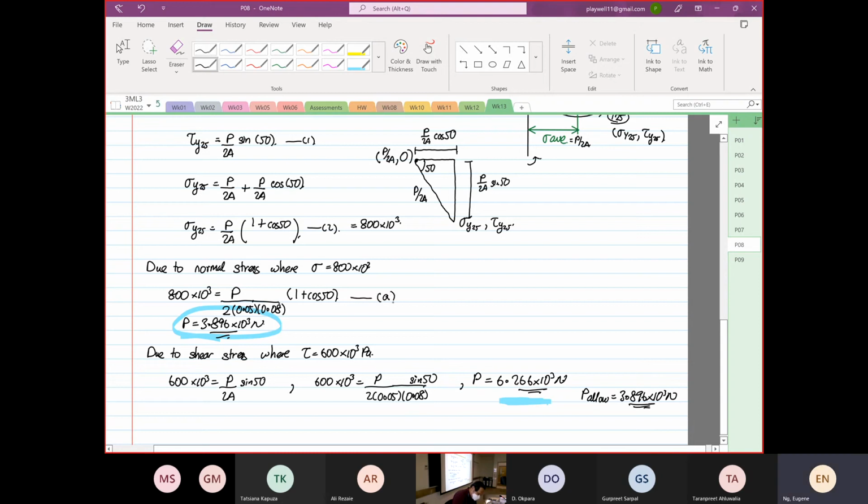Can you see where I put equation A? Now, if I put 6.266 times 10 to the power 3, divided by 2, 0.05, divided by 0.08, 1 plus cos 50. What is this value going to be? Is it going to be greater than 800 or less than 800?